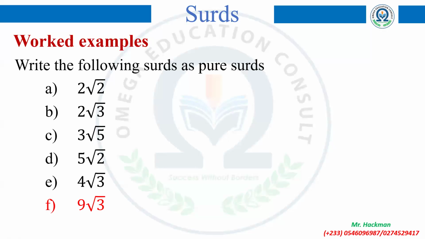Write the following sets as pure sets. So all the sets here, you can see that their coefficients are not what? 1. So it means they are not pure sets. If they are not pure sets, what kind of sets are we talking about here? Mixed. Mixed sets. Please take note. You can also say impure sets. It's the same. If it is not pure, the opposite of pure would be impure. You get the point.